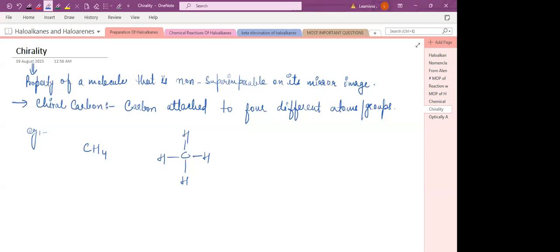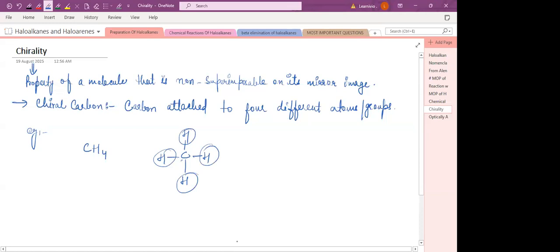Yes, Jupiter, tell me. Chiral. How is it chiral? What is the definition of chiral carbon or chiral molecule? You have to check. This is your carbon, right? So this carbon is attached to four different atoms or groups. But in this, carbon is attached to hydrogen, hydrogen, again hydrogen, hydrogen. All atoms are same. So this is not a chiral carbon. This is achiral. Is it clear? Yes, ma'am.